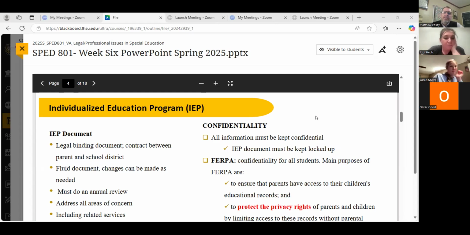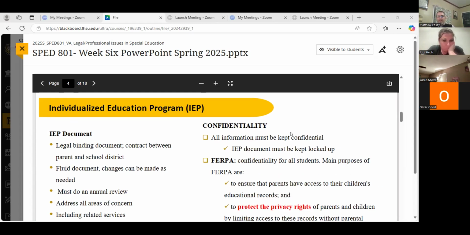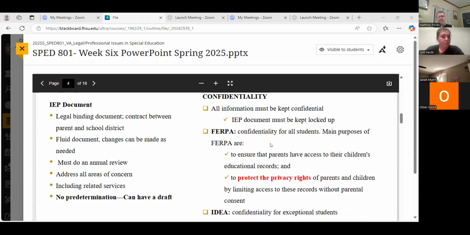Okay, next thing is looking at confidentiality. All that information, most of you know this because you're already in that role. It has to be kept confidential, IEP locked up. And then we're looking at FERPA, confidentiality for all students. We have to ensure that students, or parents, have access to their children's records.